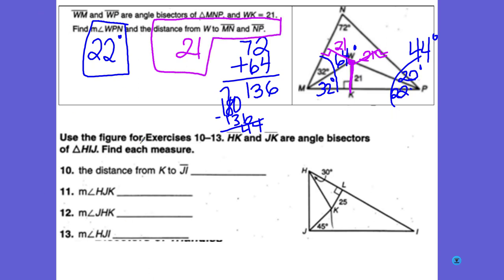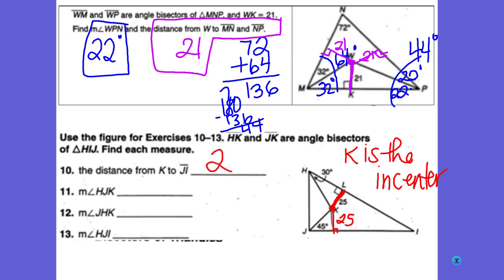Okay, let's do one more example. We are told in this example that HK and JK are angle bisectors. So they're intersecting at point K. That means point K is our incenter. So K is the incenter, which means that it's equidistant to the sides. So from K to this side is 25. So that means that the distance from K to side JI, this distance right here, will also be 25. So this is 25.